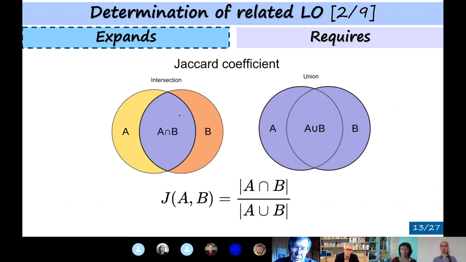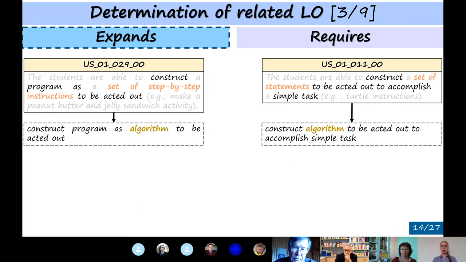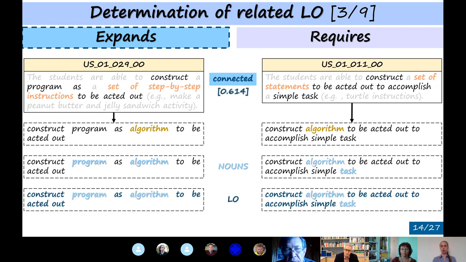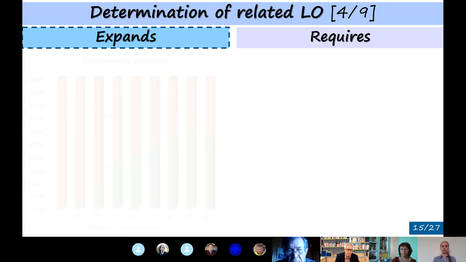For determination of relations of the type expands, I use the Jaccard coefficient. For the learning outcomes, which we get at the data preprocessing step, I check nouns first. If I see a match of nouns between two learning outcomes, it makes sense to also check the whole competency. I choose nouns as they represent learning objects, the most important part of a competency. After checking the whole learning outcome, I get a probability, a number which shows how close these two learning outcomes are. The closer to one, the higher the chance that these learning outcomes are connected.